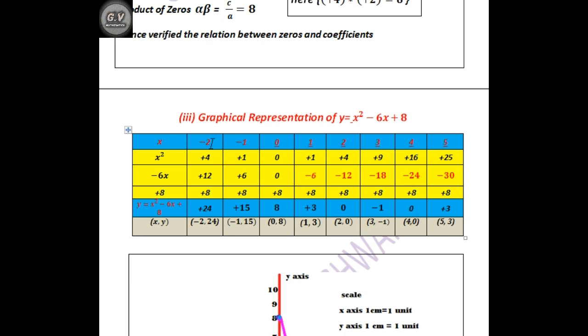2 twos, we need to multiply 2 times. 2 twos are 4, 1 one is 1, 0 zeros are 0, 1 one is 1, 2 twos are 4, 3 threes are 9, 4 fours are 16, 5 fives are 25. This row indicates the values of x square.